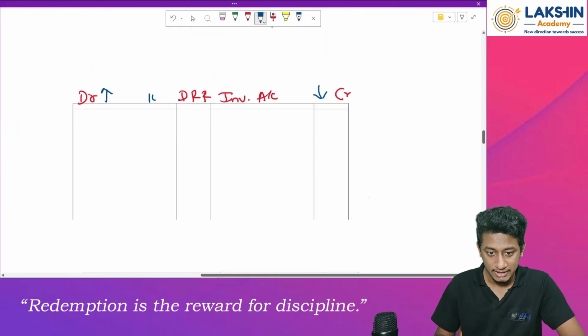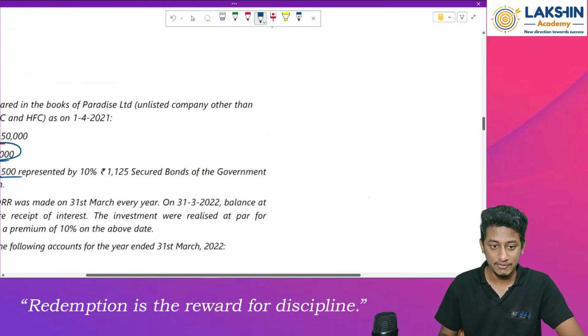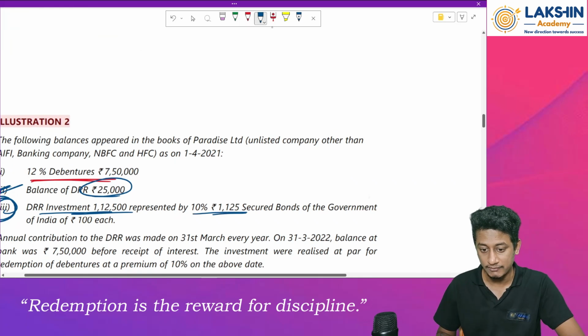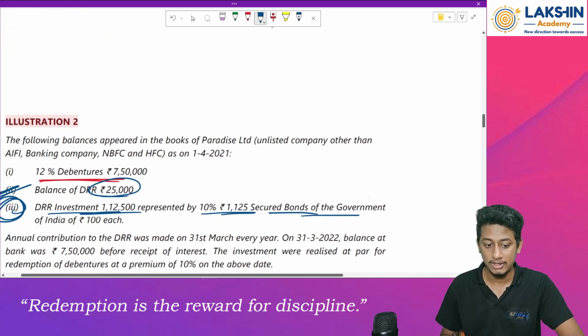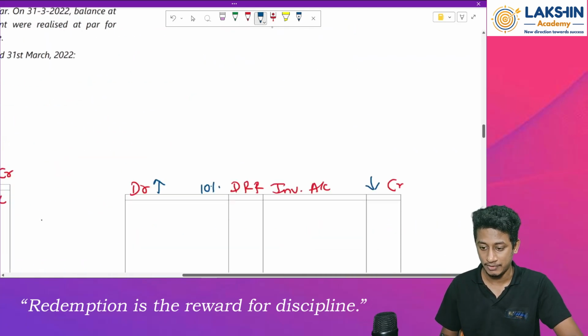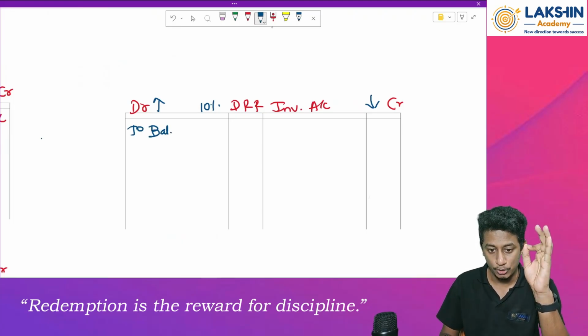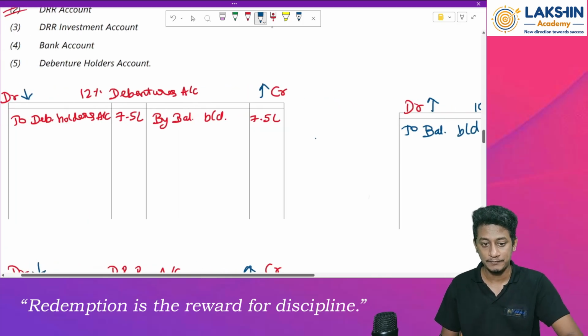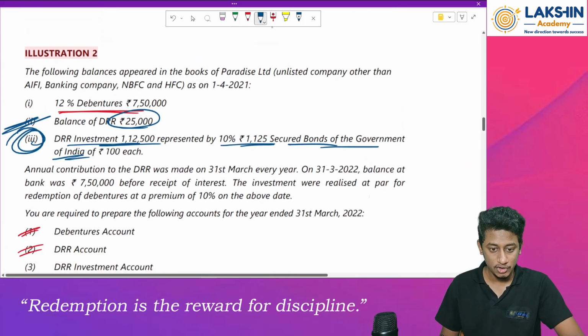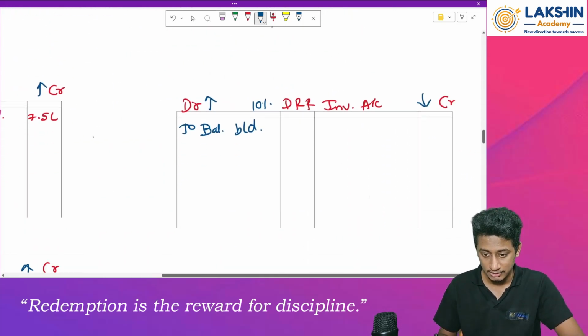I can just mention the name of the bond also, whatever the name of the bond is given over here. See, 10% 1125 secured bonds of government of India. This also I can maintain over here. Now, the balance will be on the debit side, because it's an asset. Remember, to balance brought down on the opening date. What is the value? Rupees 1,12,500.